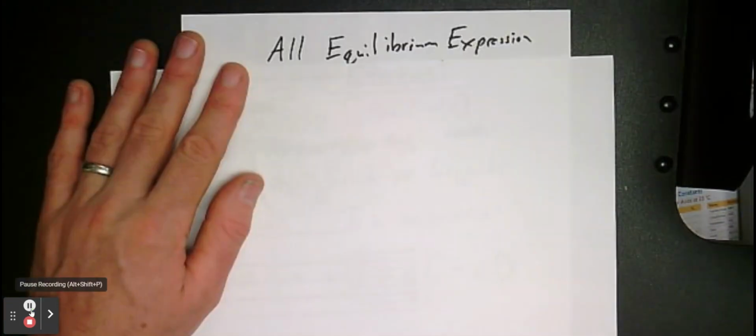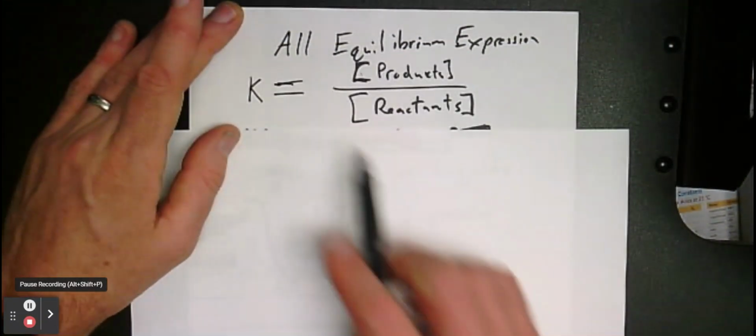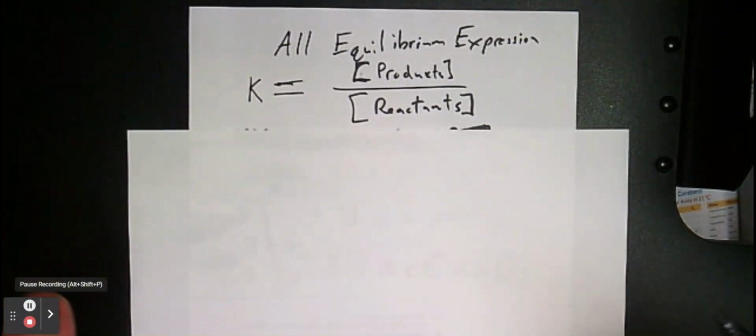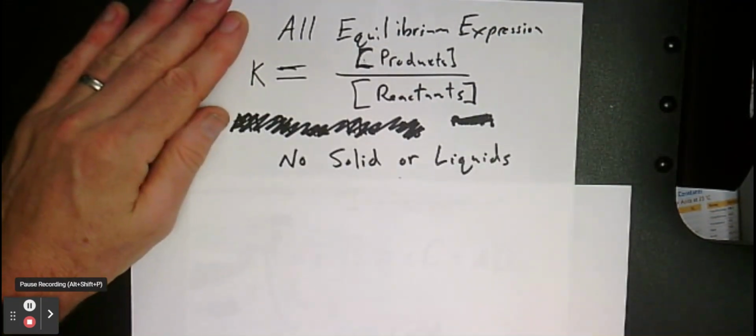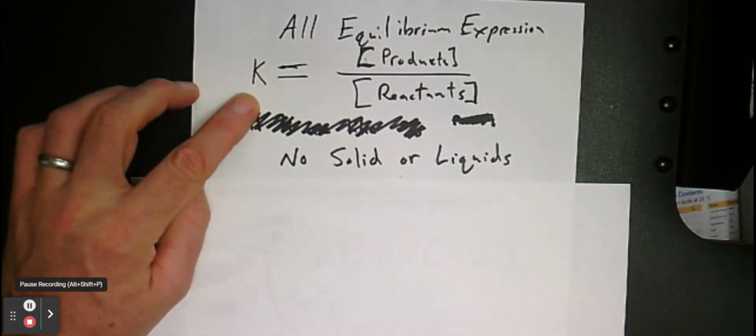Now, all equilibrium expressions are K equals products over reactants. You could think of them like a percent. They're not really a percent, but you could think of it like a percent. It's going to tell you something about a reaction, which we'll get into in another video, and that's why I like to think of them like percents. Now, one other thing, in these expressions, there are no solids or liquids. They're not part of the equation.